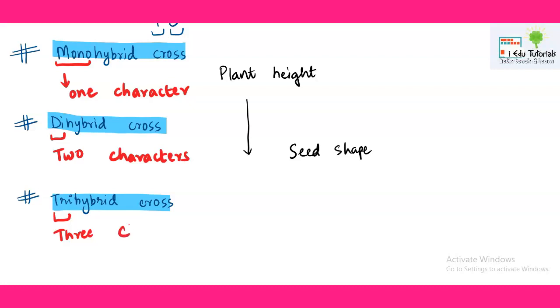Now if you take 3 characters, then it will become a trihybrid cross. Suppose you have taken both these, and along with that you have also taken pod shape. So if you study 3 characters at a time and you are studying the genetics of it, then it will be known as a trihybrid cross.